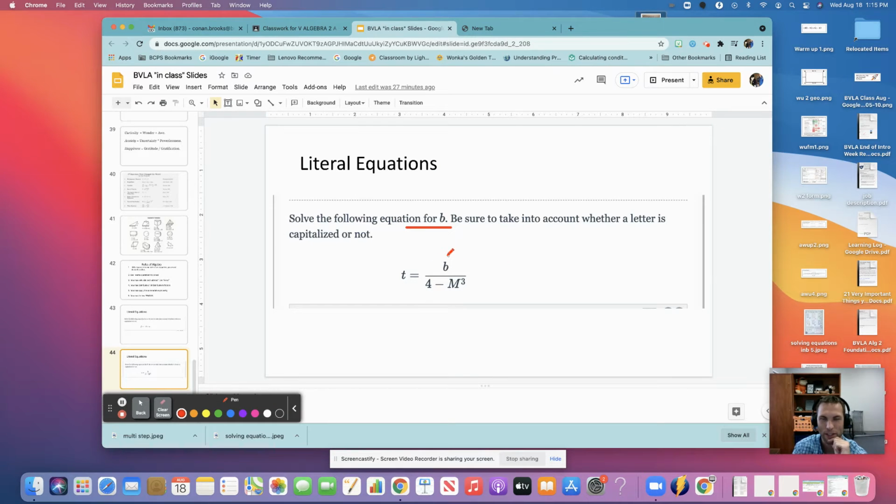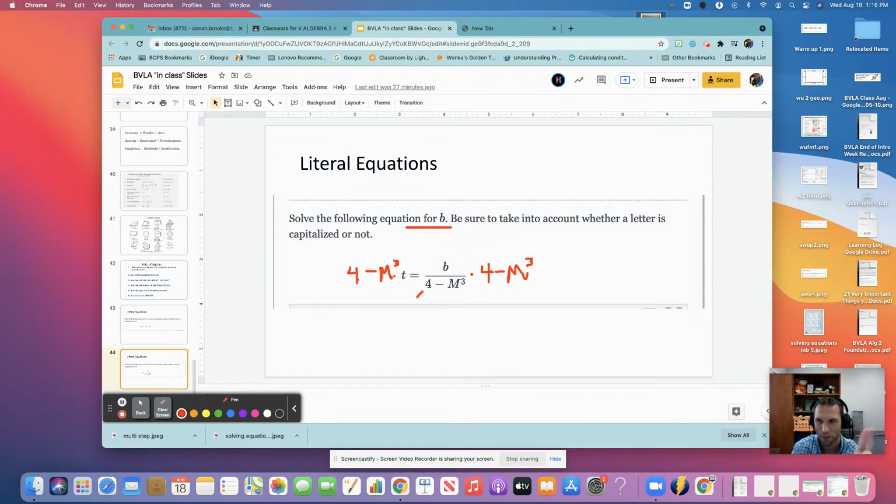So here's b right here, and what's happening? If you get confused, ask yourself, what's happening to b? Well, we're dividing b by 4 minus m cubed. And so the inverse operation, to cancel out the division, we're going to multiply. So instead of divide by 4 minus m cubed, we're going to multiply by 4 minus m cubed. Okay, and then over here we'll write it the same way, 4 minus m cubed.